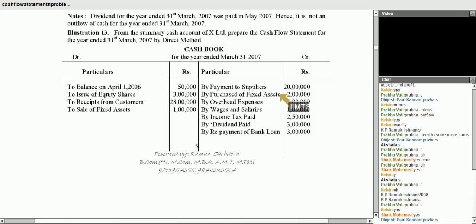Payment to suppliers is 20 lakh, purchase of fixed assets is 2 lakh, overhead expense is 2 lakh, wages and salaries is 1 lakh, income tax paid is 2,50,000, dividend paid is 3 lakh, repayment of bank loan is 3 lakh, receipt from customers is 28 lakh, issue of equity shares is 3 lakh, and sale of fixed assets is 1 lakh 50,000. Now we can convert it into a cash flow statement like this.